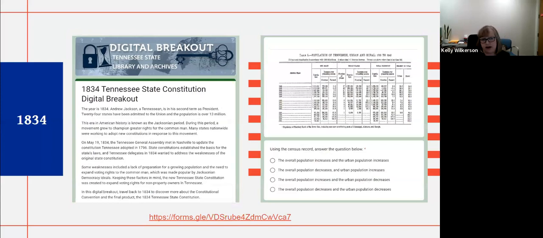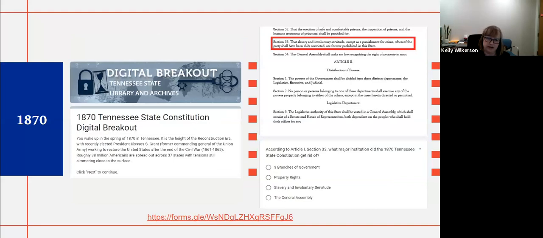Again, that one will also be very similar, with a quick bit of history to place it in context. And then for this one, we have students taking a look at some census questions because that comes into play in 1834. And then in 1870, we do the same. We've got placing in a historical context. And then here's an example of the typewritten transcript that we're including that students will be able to take a look at to answer that question.